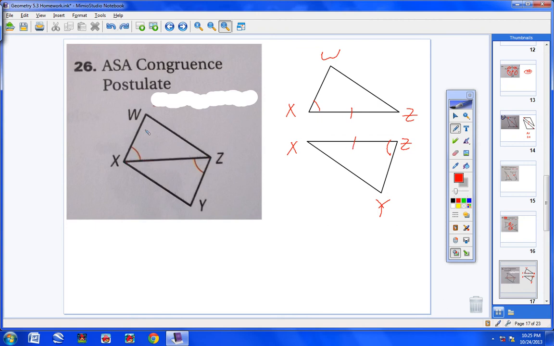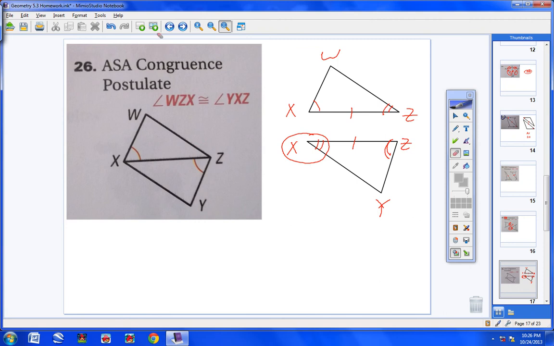So what are we missing for angle, side, angle? Well, here's angle, then side, and then angle. Here's angle right here, angle, then side, and then angle. So we're missing X and Z being congruent to each other. Those two angles have to be congruent to each other if we're going to use angle, side, angle. All right, that's number 26.